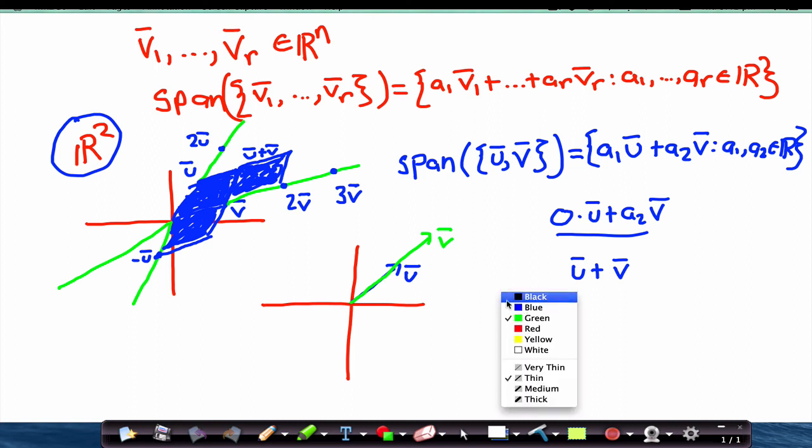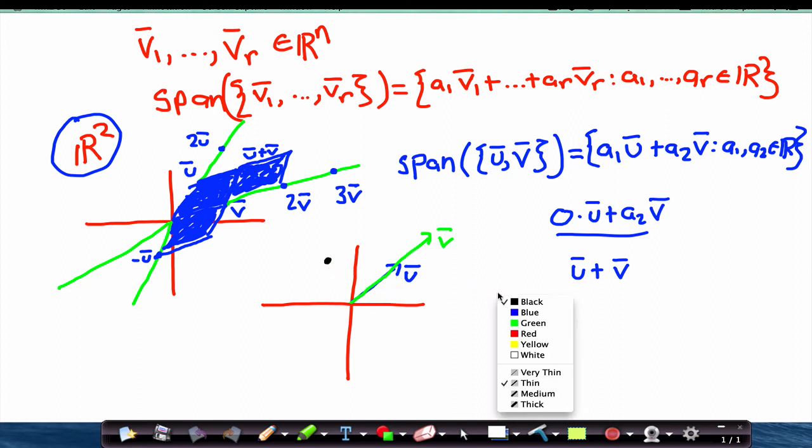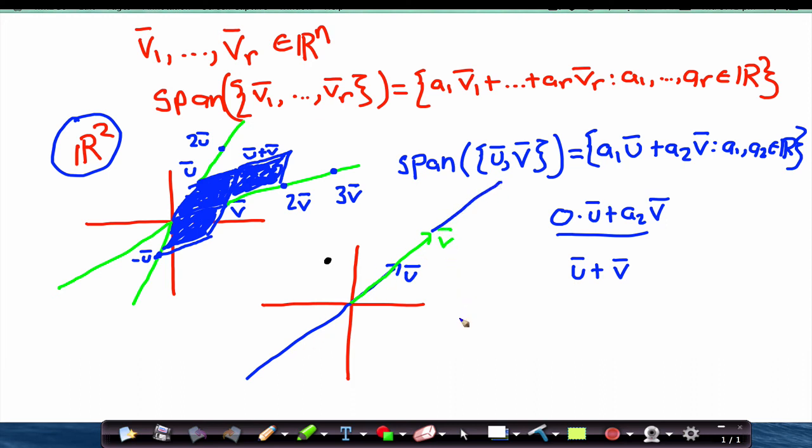So a point off of this line, maybe a point over here, I won't be able to write as a linear combination of U and V. So in this case, when V is a scalar multiple of U, then the span of U and V is just going to be all the scalar multiples of U, so just this line here. Okay, so that's the case where, say, V is some scalar multiple of U. In this case, the span is just going to be a line, but in any other situation, the span of U and V is actually going to be all of R2.